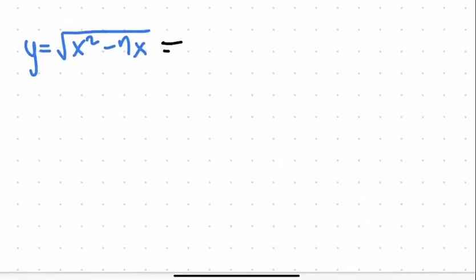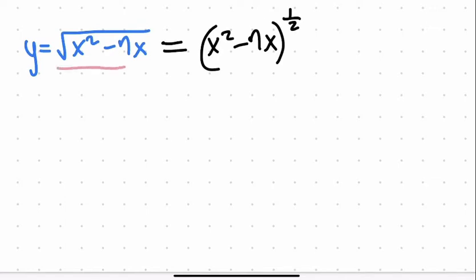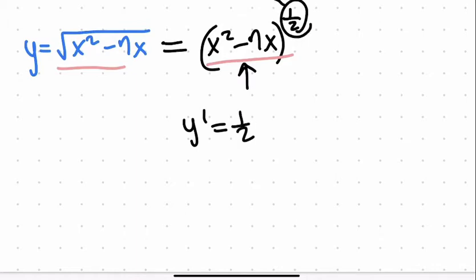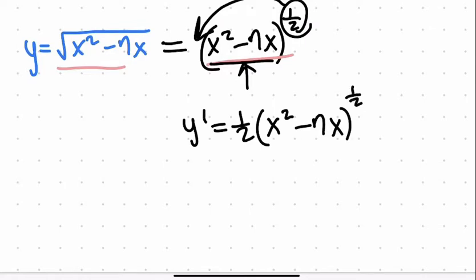So we're gonna rewrite this as x squared minus 7 x to the 1/2 power. So these are identical. These are the same thing. And then when you take the derivative of this, y prime is going to equal, well, first you take the exponent, you bring it out, and you keep this function the same, and then you subtract 1/2 minus 1, which is just negative 1/2, and then you multiply it by the derivative of the inside, being 2x minus 7.